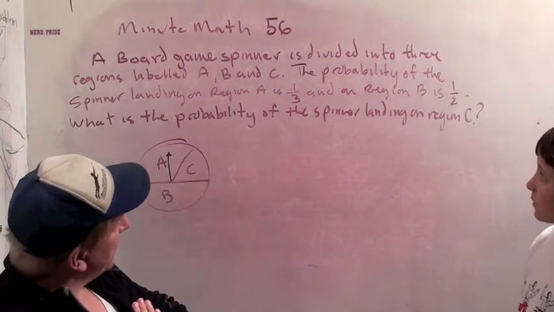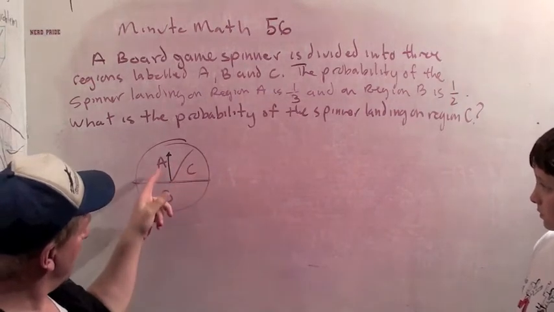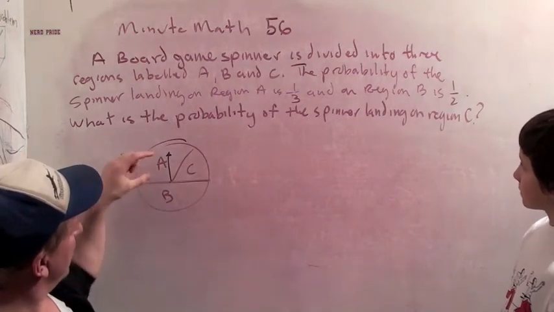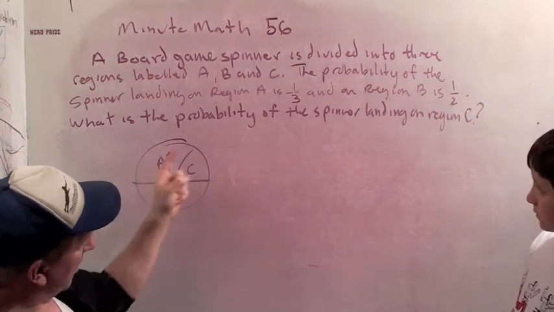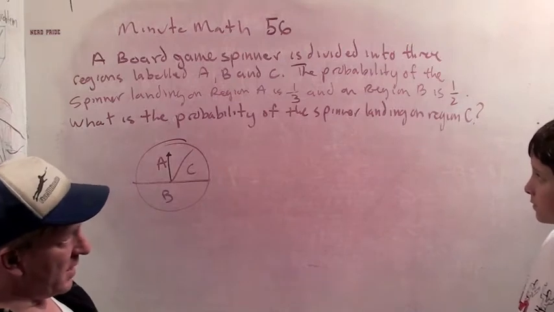A board game spinner is divided into three regions, labeled A, B, and C. The probability of the spinner landing in region A is 1/3, and on region B is 1/2. What is the probability of the spinner landing in region C? Do you understand the problem?